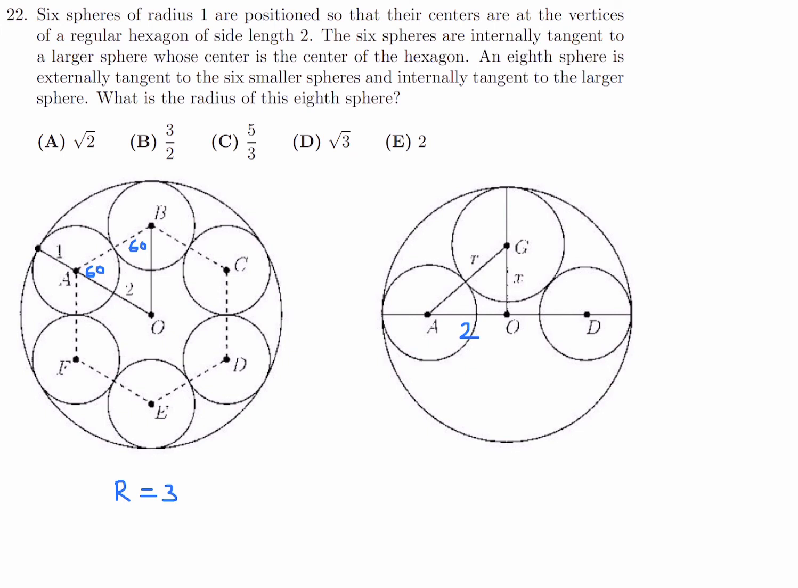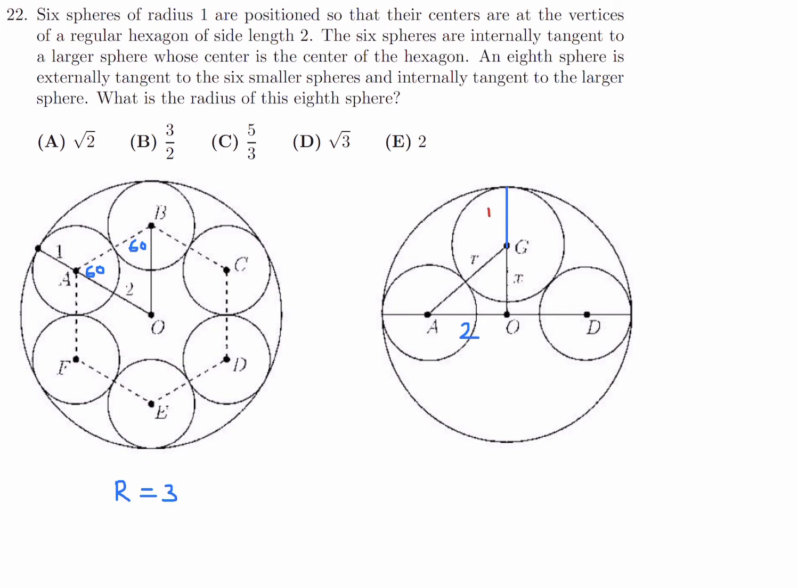The 8th sphere is represented right here. This is the 8th sphere. It's placed in a way so that it's tangent to all those little guys. So as you can see, it's tangent to A and D. But it's also tangent to the big one, right? Up here. There's a tangent point right there. So we've squeezed it in right there. And now we have to figure out the radius of this 8th sphere.